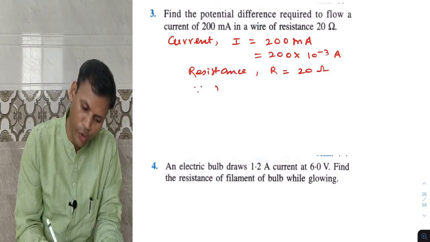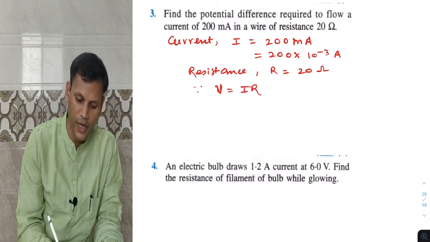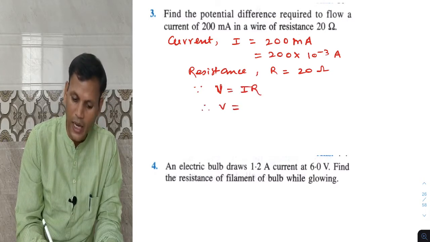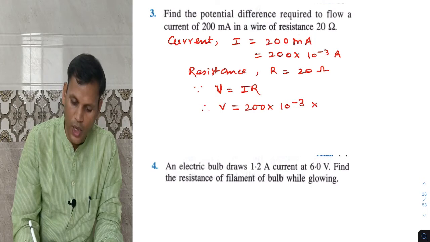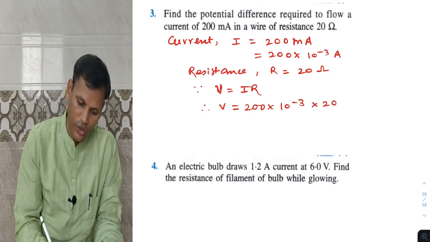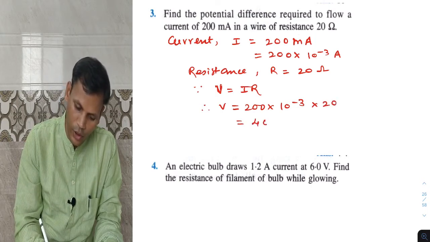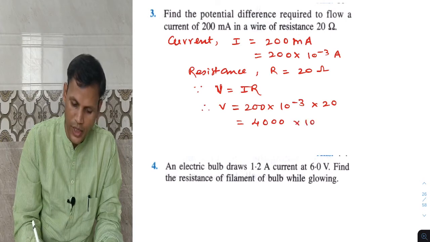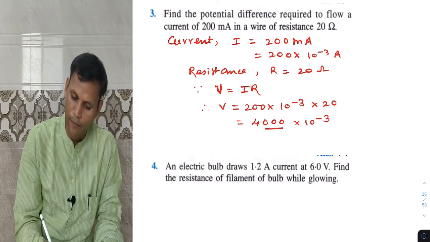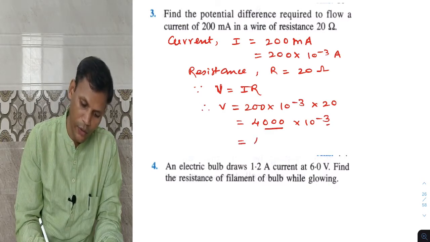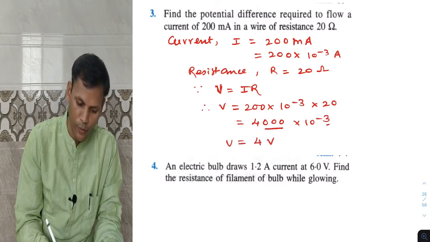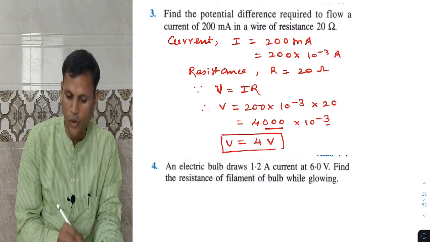According to Ohm's law, we have V is equal to I into R. So I is 200 into 10 raised to minus 3, into R is 20. So this will be 4000 into 10 raised to minus 3. The plus 3 and minus 3 will get cancelled. So you will get 4 volt only. So the potential difference is 4 volt.